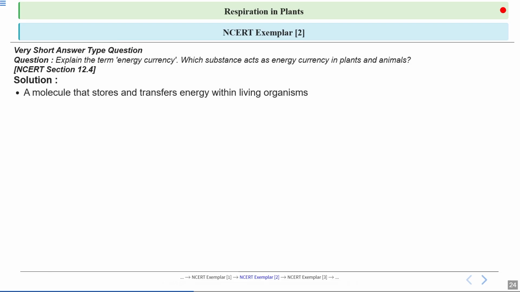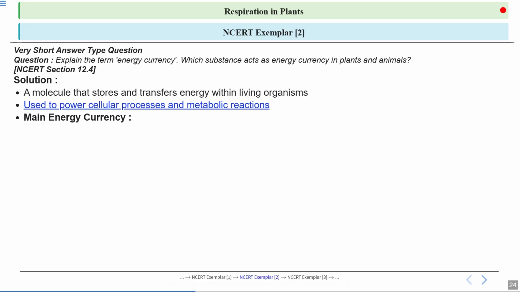So a molecule that stores and transfers energy within living organisms is the energy currency of the cell. This energy currency is used to power cellular processes as well as metabolic reactions. This means that every activity inside the cell, from building proteins to moving substances, will depend upon this molecule for energy. Now let us look at the main energy source.